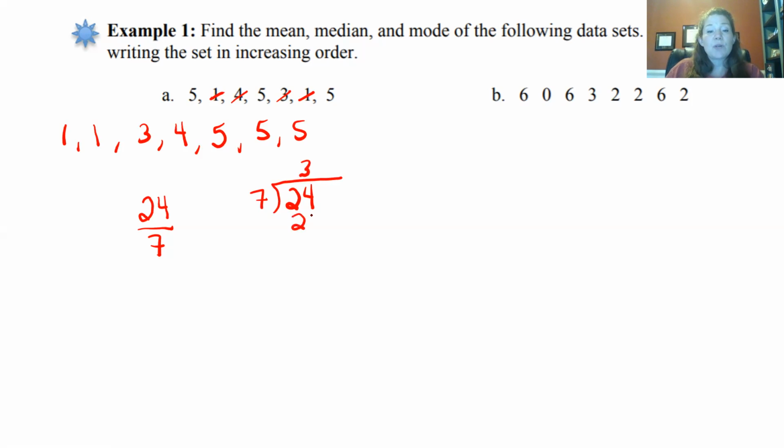3 times 7 is 21. Add a decimal and a 0. I'll bring that decimal straight up. 7 will go into 34 times. 7 times 4 is 28. Bring down that 0. My decimal keeps going away. And then 7 will go into 22 times. So our mean is 3.4.